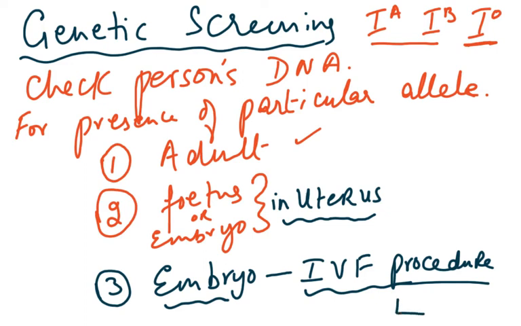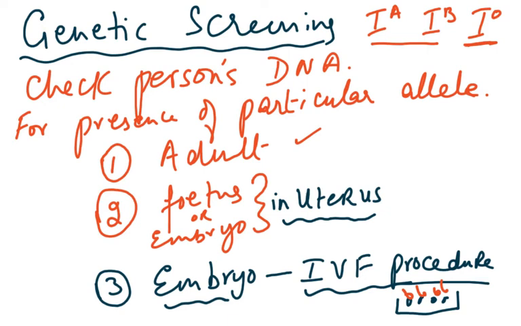IVF procedure means that you mix in a petri dish the ovum and the sperms, and you wait for the zygotes to be formed. So when the zygote is formed, it will develop into an embryo when it divides by mitosis into 2 cells and then 4 cells and then 8 cells. Now if I can somehow check that embryo, whether it has the disease or not, then I will only implant those embryos which have the normal allele, not the allele which is defective.